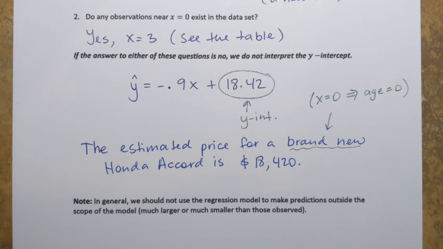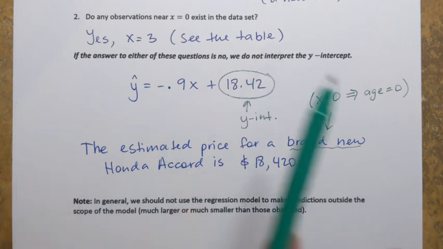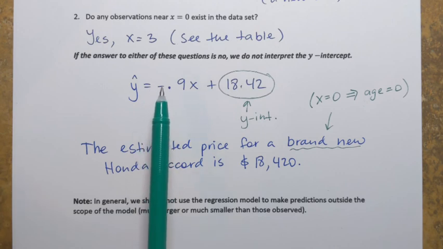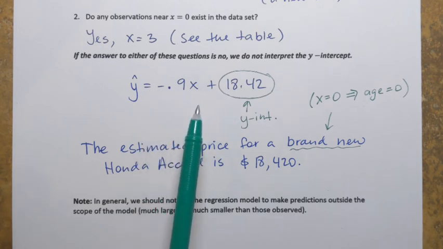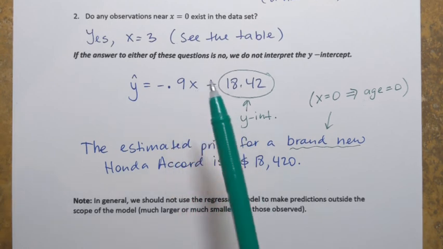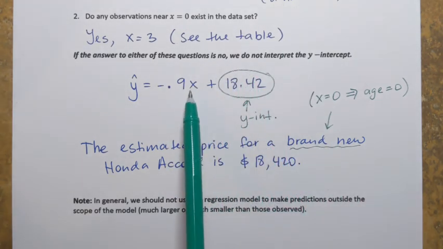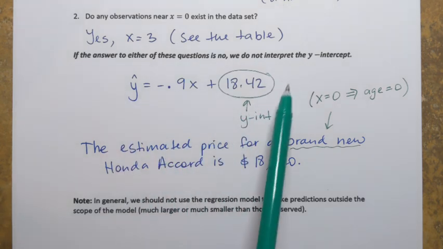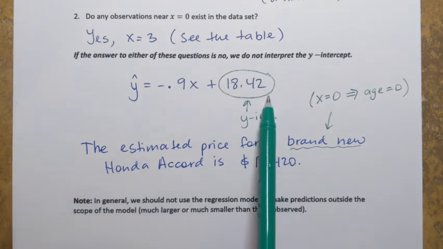And there's one last note here that says that in general we should not use the regression model to make predictions. That's kind of related to everything that we've done so far. We don't use this regression equation to make predictions outside the scope of the model. So in other words, to answer many of these questions, we have to plug in different values of x into this equation. We don't do that if values of x are much larger or much smaller than those that are observed, because that's when this model becomes less and less reliable.